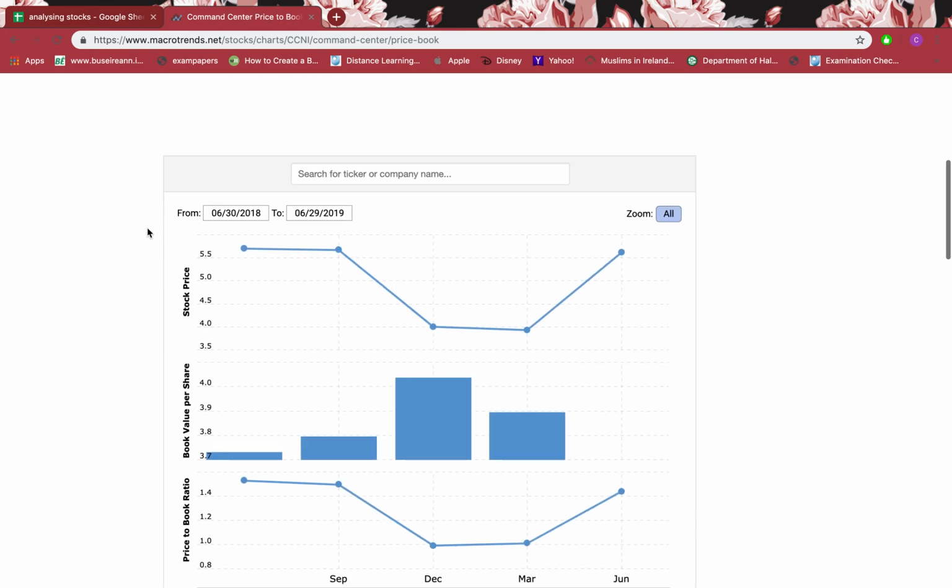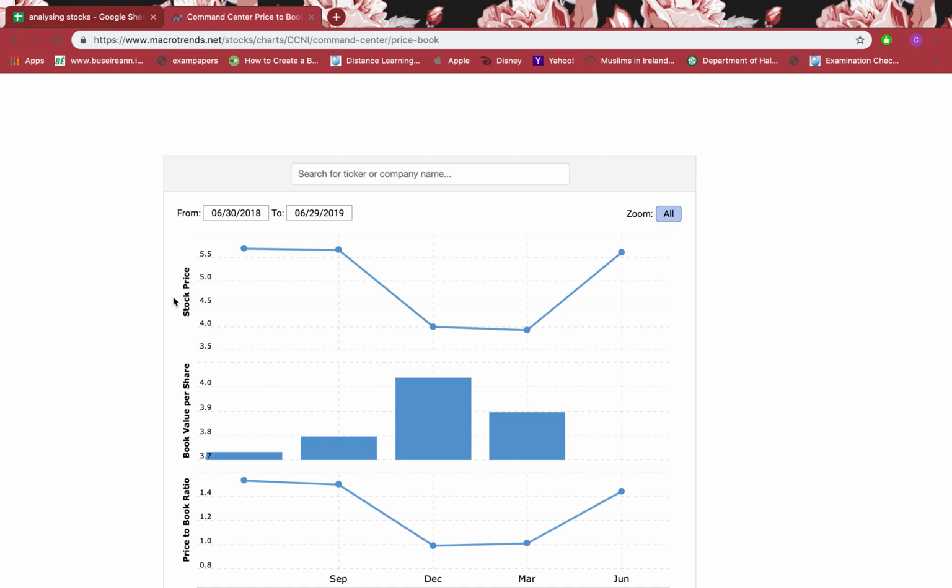Now I'll explain briefly for those of you who don't know what that is. Book value is the real worth of the stock, and the stock price is what you can buy it for on the market. For example, if the real value of the stock is $1 and the stock price is $2, it means you're paying $2 to buy something worth $1. So you're buying it expensive.